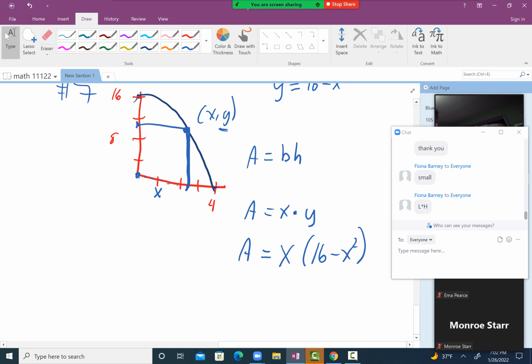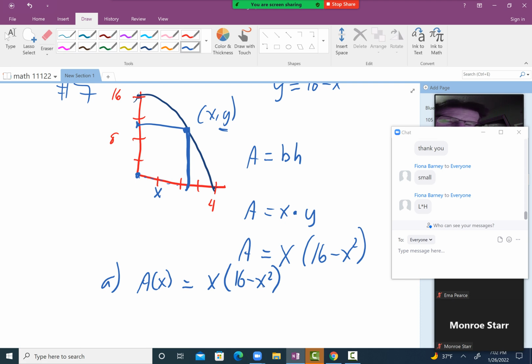Okay, so the answer to A here, and they probably would like it if we wrote it in terms of a function, so we go x times 16 minus x squared. All right, so there's my answer. There's my area as a function of x. So now it says, what's the domain of that?